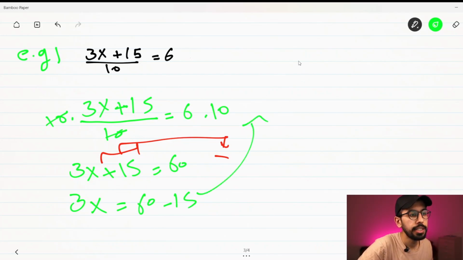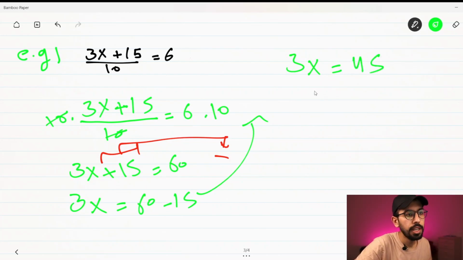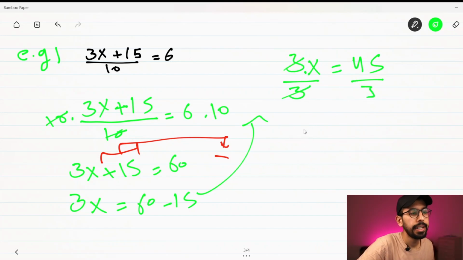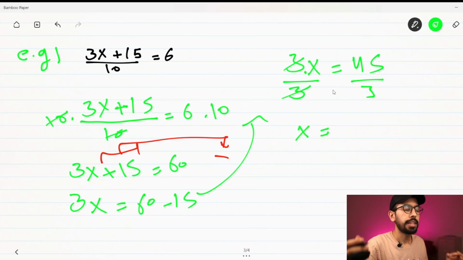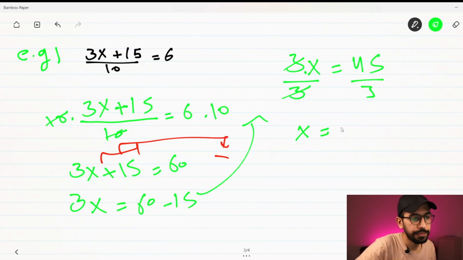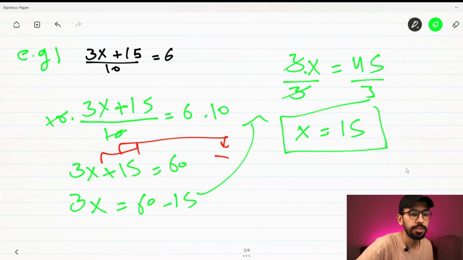On the other side, 3x equals 60 minus 15, which is 45. Now we need to divide both sides by 3 because we need this x to stay alone. This 3 will cancel this 3, and we have just x equals 45 divided by 3, which is 15. x equals 15 for this equation.